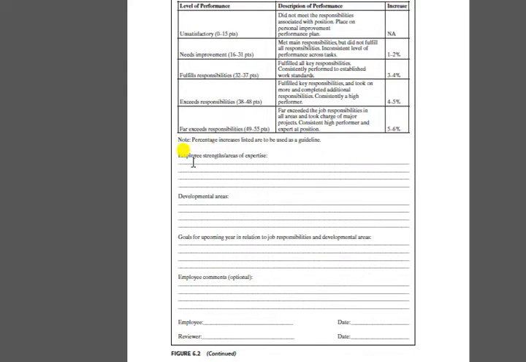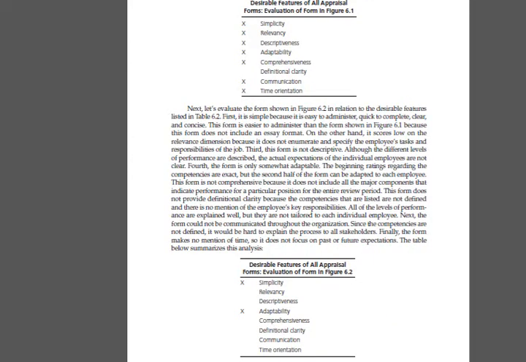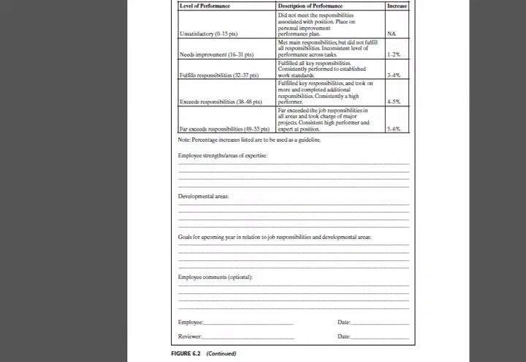Then we can see that there are employees' strengths and areas of expertise, then there are some developmental areas, then there are goals for the upcoming year in relation to job responsibilities and developmental areas, then there are employee comments, and then there is a signature portion for the employee and interviewer, and the date is also mentioned here. So this was an example of a performance appraisal, in which most of the components that we have discussed are mentioned here.